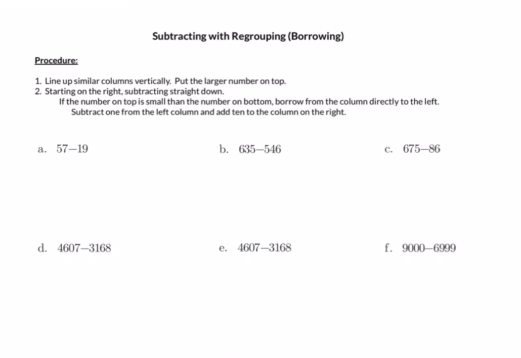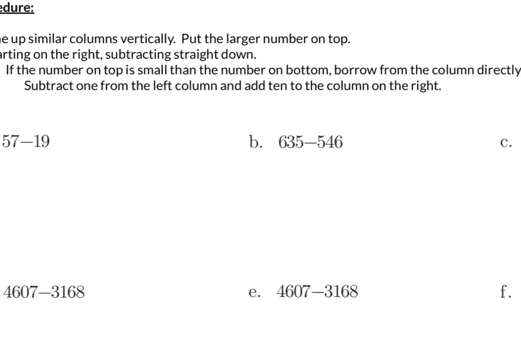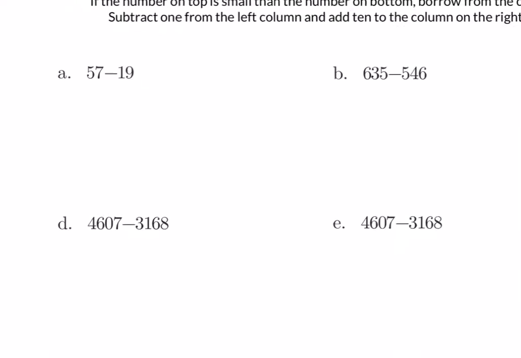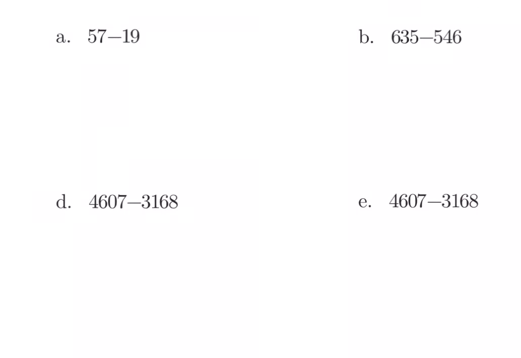All right, from there we want to, starting on the right, subtract straight down. We want to note if the number on top is smaller than the number on bottom, we're going to borrow from the column directly to the left. To do this, we're going to subtract 1 from the left column and add 10 to the column on the right. All right, so let's look at some examples of this.